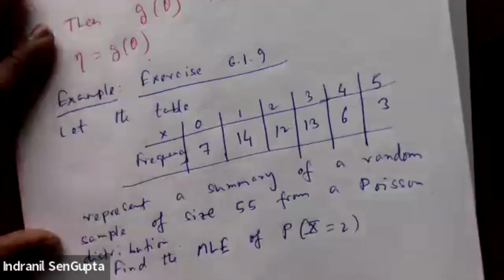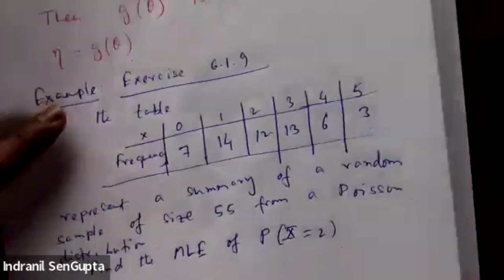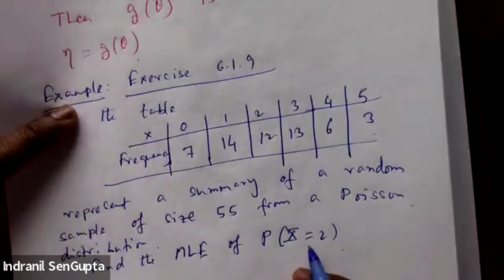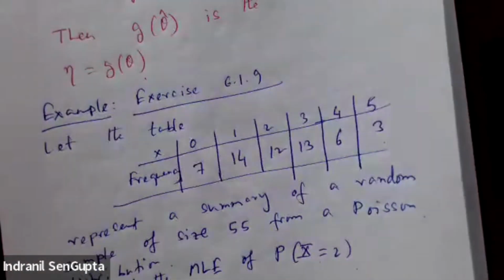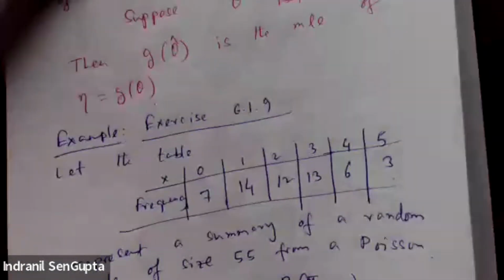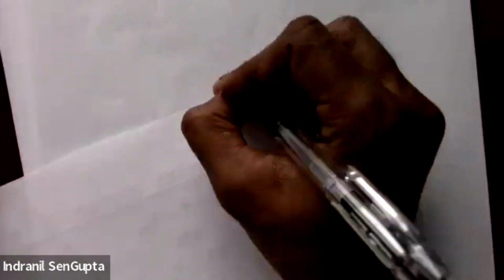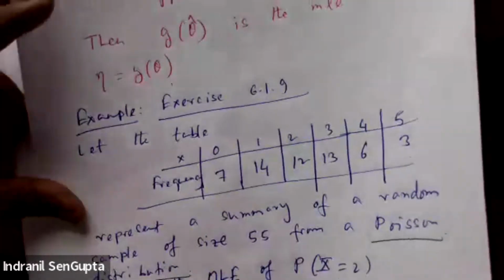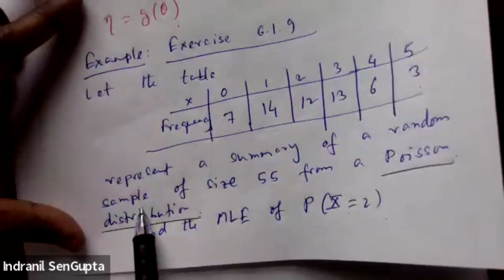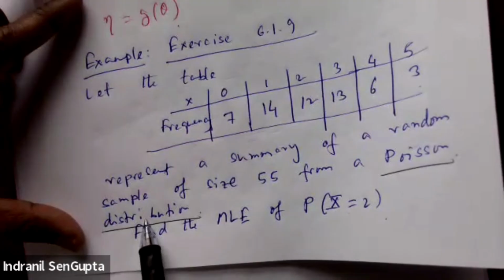Okay, let's do that. So we are trying to find a maximum likelihood estimator for the probability of X equals 2. Now, this problem has two parts, though it's not mentioned so. So follow it carefully. First of all, remember it's a Poisson distribution, and a Poisson distribution is always characterized by its parameter lambda. How do we find lambda? We have seen this before. So here's the solution.